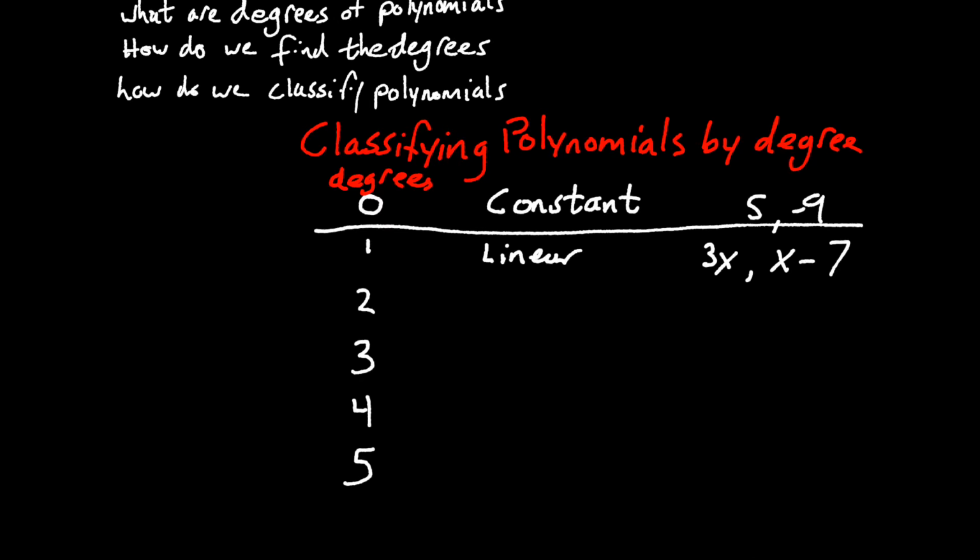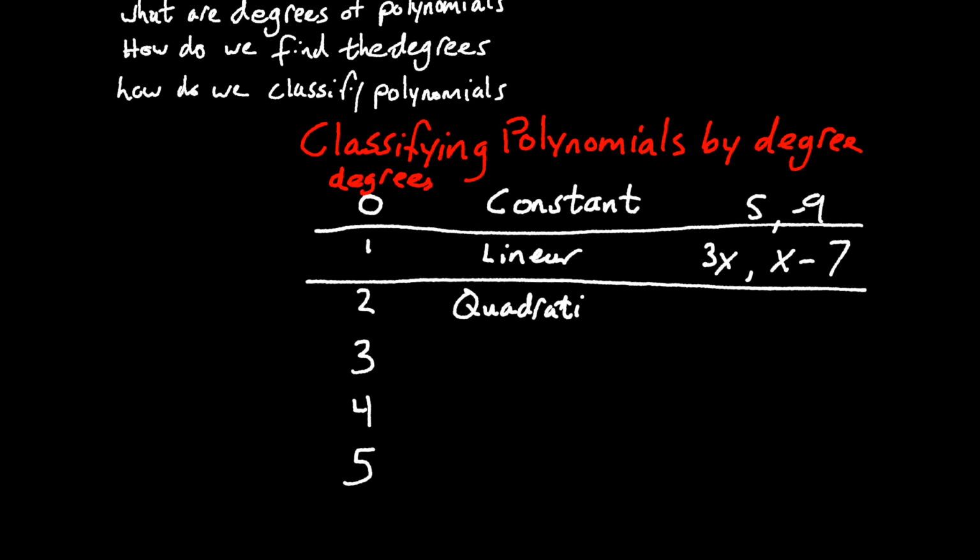Okay. Once we move into degree 2, degree 2 is called quadratic. And that's when you have an x squared term, so something like 4x squared plus 2x minus 3. That would be a quadratic expression here. And the reason we call it quadratic is because it is a degree 2.